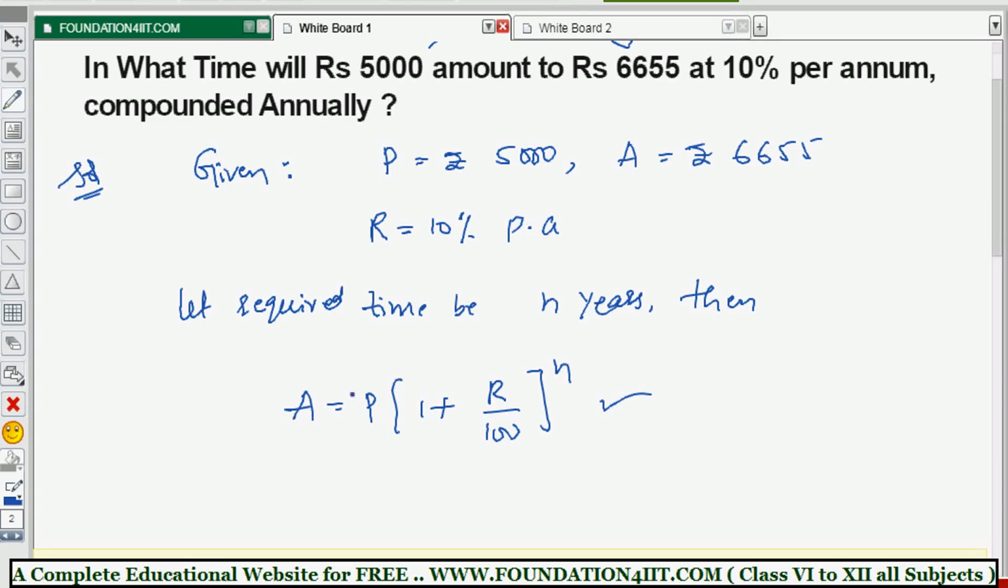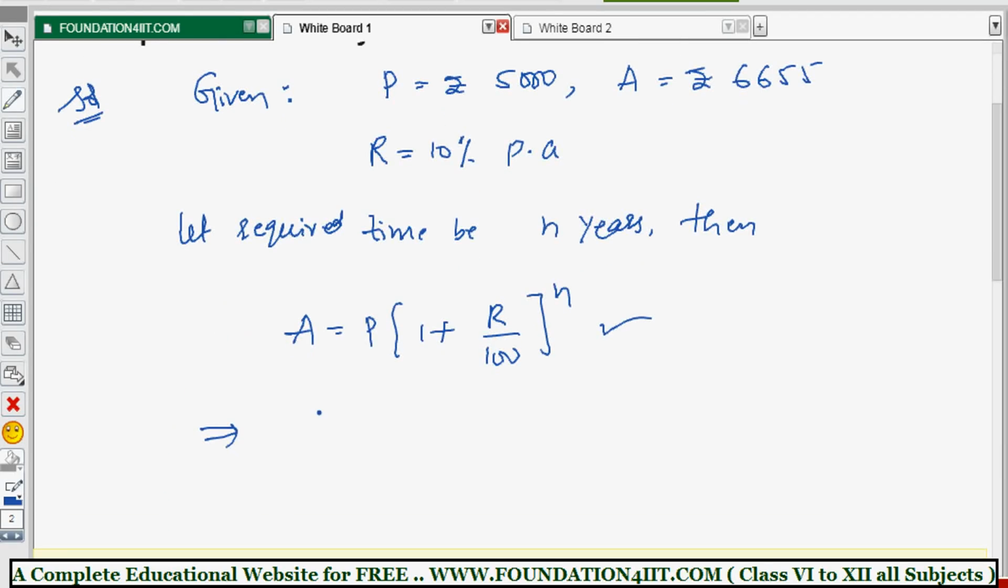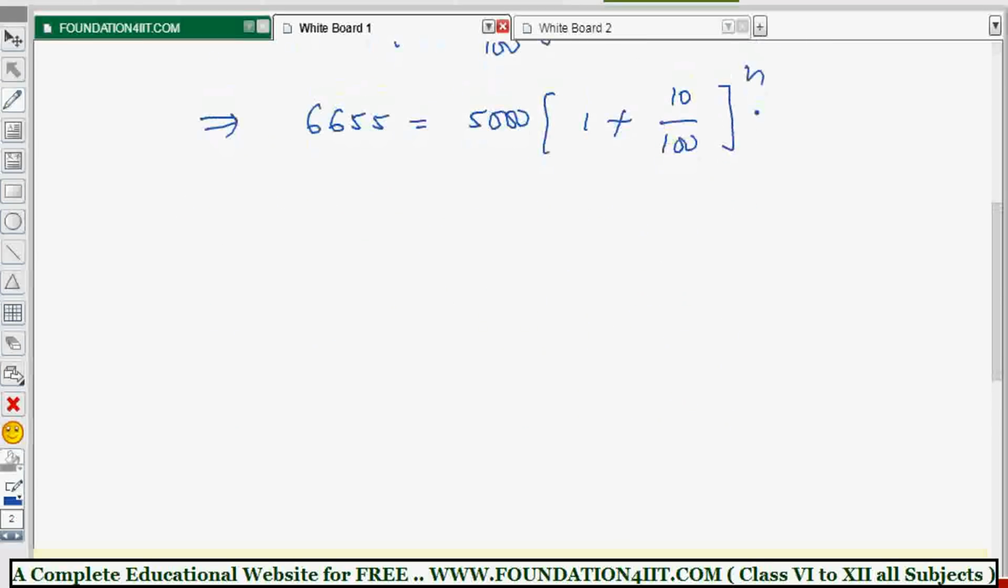Just substitute the amount, principal and rate of interest here. Then A is equal to 6,655, that is equal to 5,000, because principal is 5,000, into 1 plus rate of interest 10 by 100 whole to the power n. The power n value is the only thing we need to find out. Now we'll simplify this: 6,655 is equal to 5,000 into 1 plus 10 by 100.